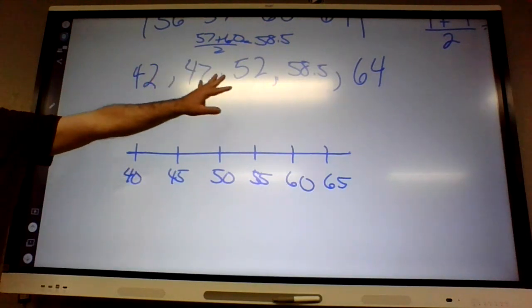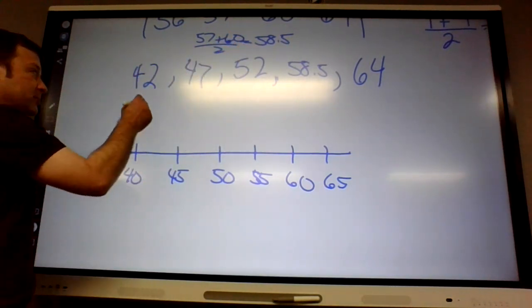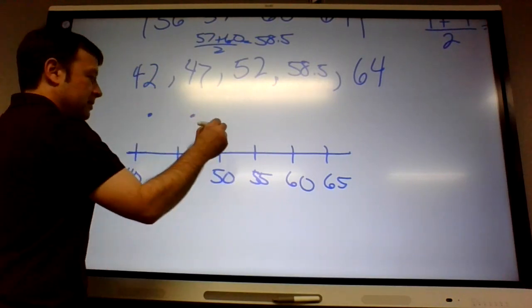Okay, so these five are just going to be dots floating somewhere, like 42, about right there, 47, 52.